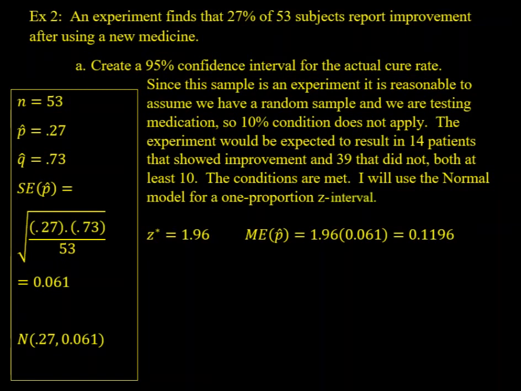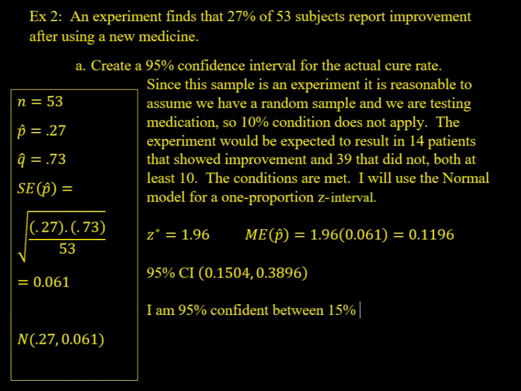So our 95% confidence interval will be that 0.27 plus or minus 0.1196, which comes out to be 0.1504, 0.3896. I am 95% confident that between 15% and 39% of patients using the medication would show improvement.